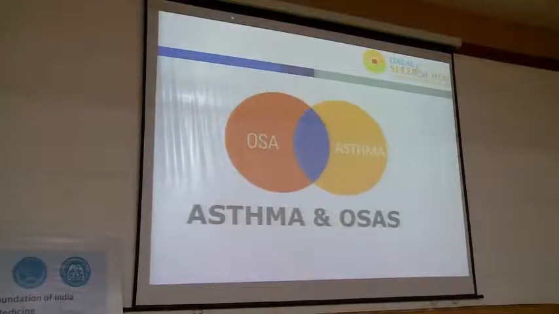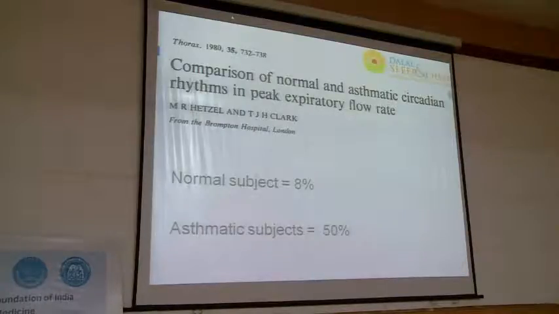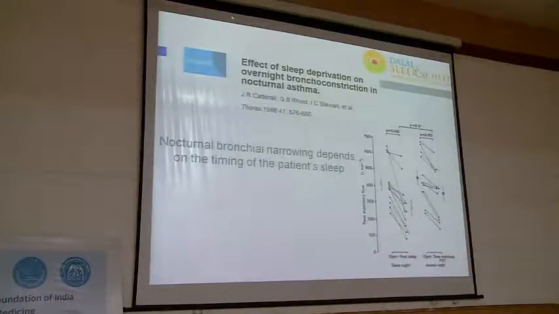So let us now go to asthma and obstructive sleep apnea. Way back in 1980, this is the paper from Royal Brampton, where they saw the role of the circadian rhythm on the peak expiratory flow rate. There was a drop of 8% in peak expiratory flow rate in normal patients, but in asthmatic patients, it was a drop of 50%. But basically, it was the sleep which was having the effect on the bronchial tree.